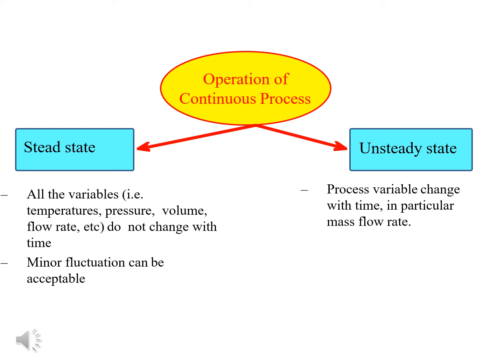In unsteady state, all the process variables change with respect to time, in particular the mass flow rate. So these are the two operations of a continuous process.